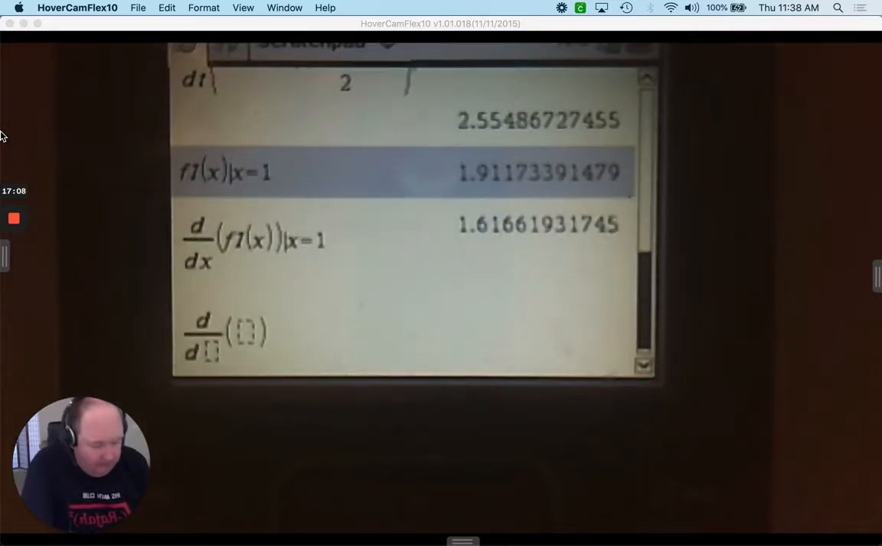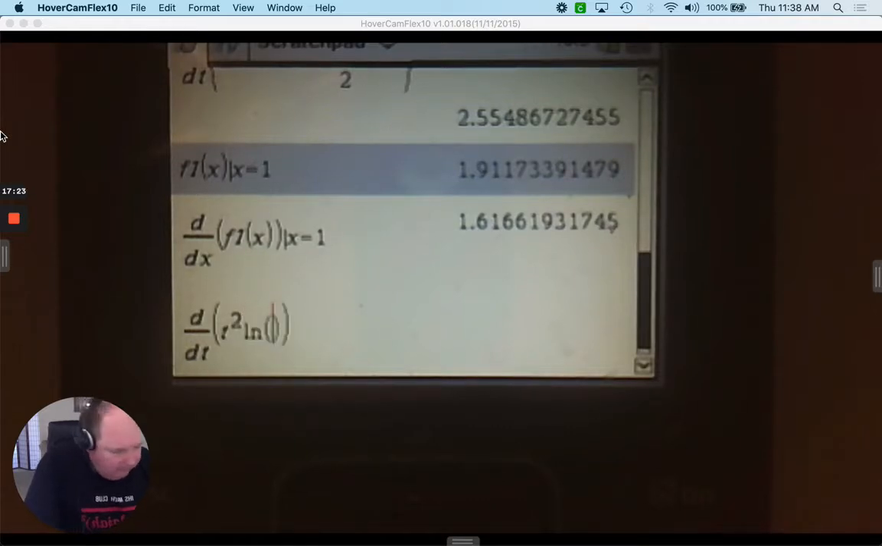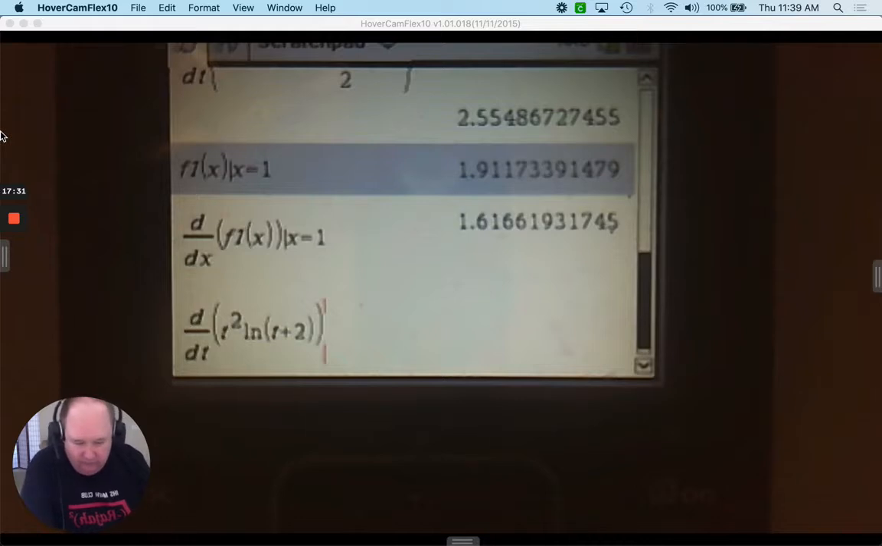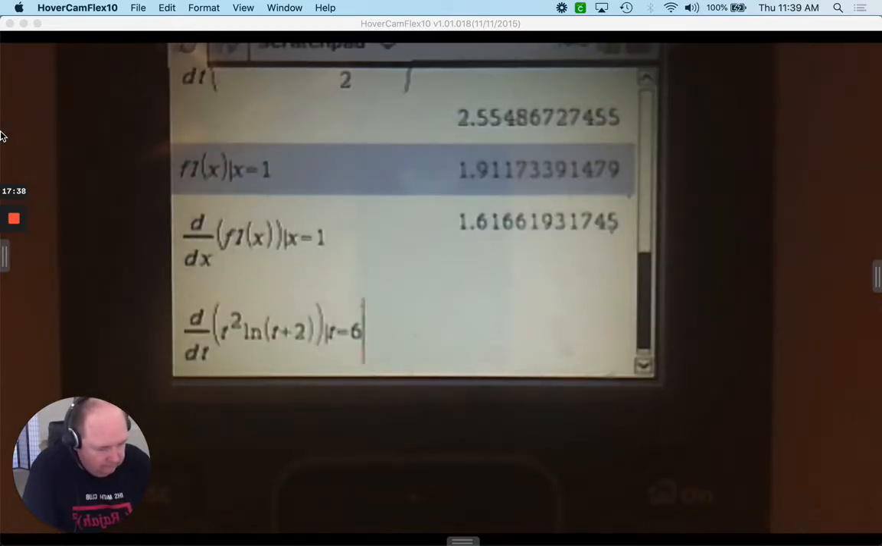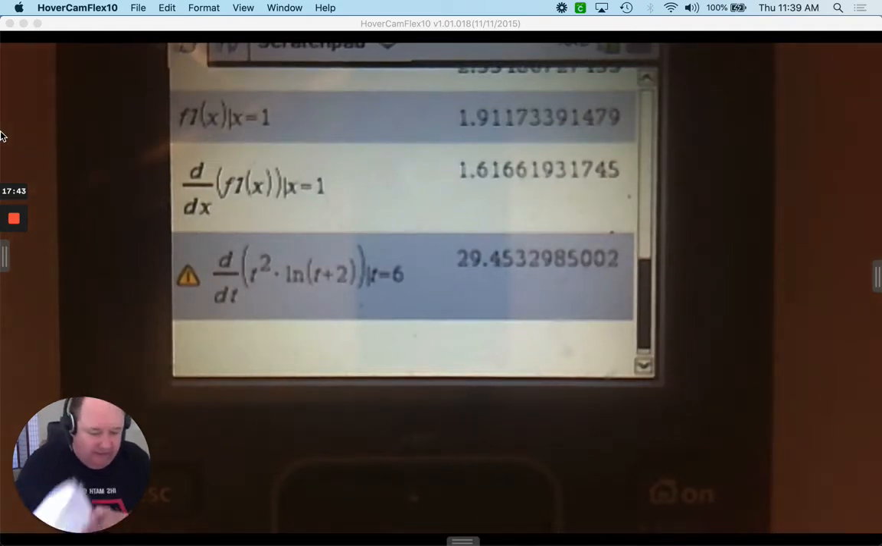I can use any variable for this. So t, it's only with the graph that they want x. And so this is t squared, and then it's ln t plus 2. And then double check. So that's the derivative of t squared ln t plus 2 at t equals 6. And I get 29.453.